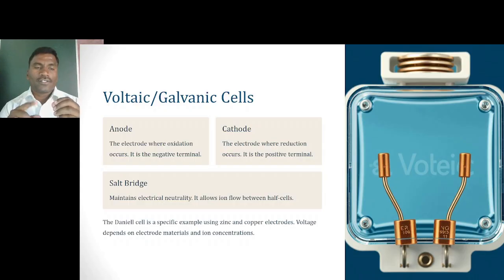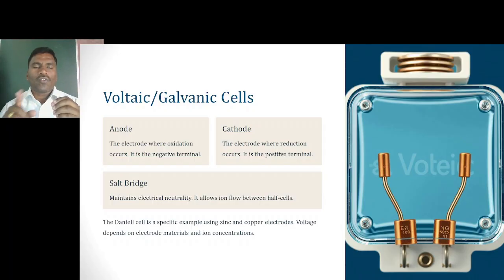That means the zinc element present in that zinc rod or electrode undergoes oxidation, meaning loss of electrons takes place, and production of zinc 2+ ions, that is, dissolution of that electrode takes place, and ionization, that is dissolution, to form zinc 2+ ions in the same electrolyte, that is zinc sulfate. In the other beaker, the copper electrode is dipped.